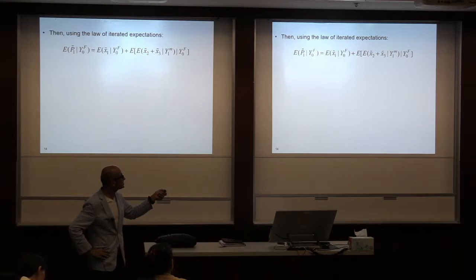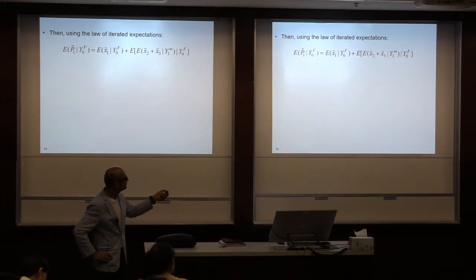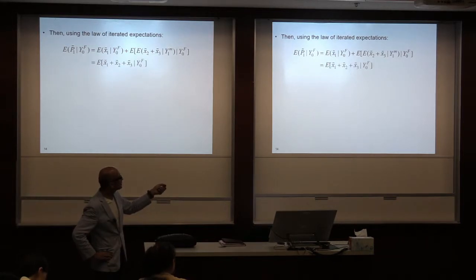The inner expectation is that of the market. That's why in the conditioning, the inner one is the information set of the market, and the outer one is that of the manager. Now, what is this expression? Well, the law of iterated expectations would tell us that the second term would essentially collapse to the expectation of X2 plus X3 given Y0F, right? Which means that I can write this expression as follows.